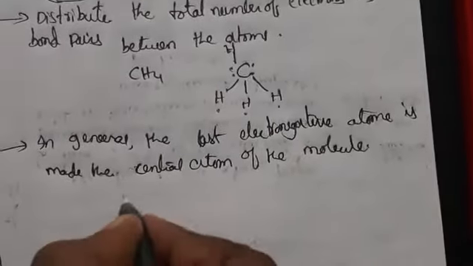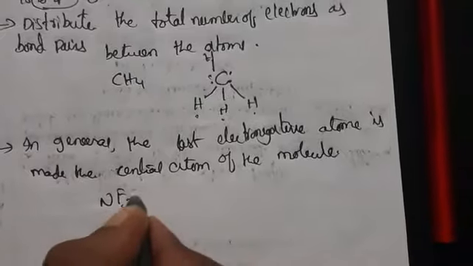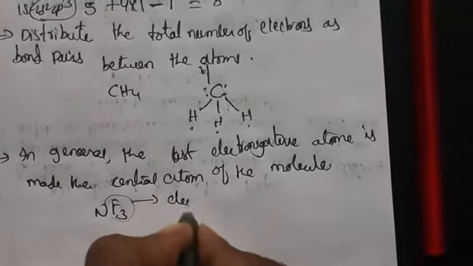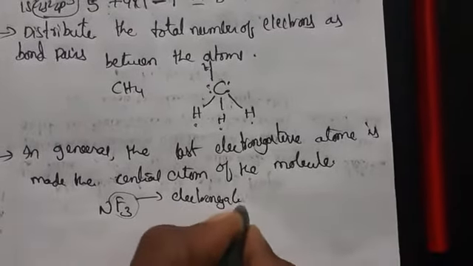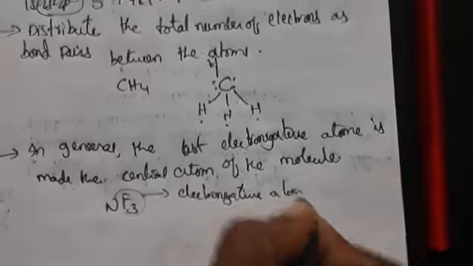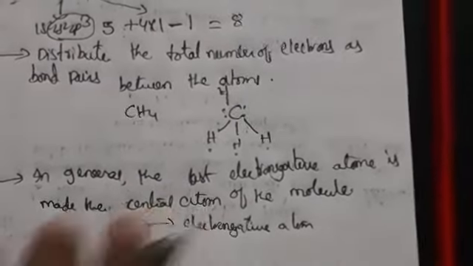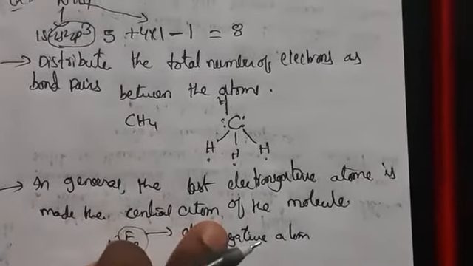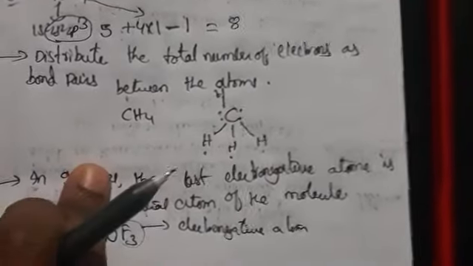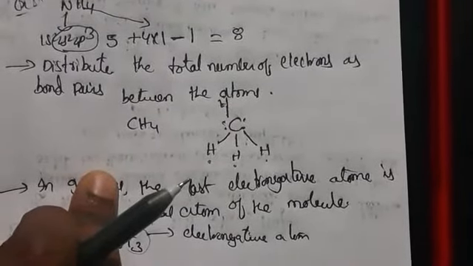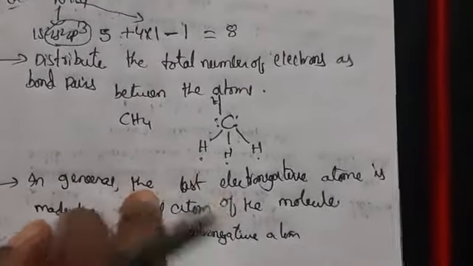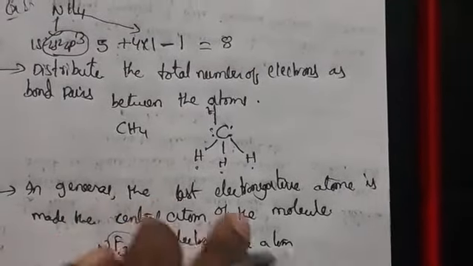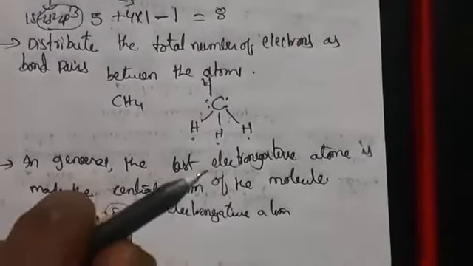I am taking NF3. So F is the most electronegative atom, and nitrogen is the least electronegative atom. So nitrogen is the central atom and the fluorines are the bonded atoms. So this is the meaning of this point. Similarly NF3 or PCl5. So this central atom, which one we are taking, this one will make the bond pairs.